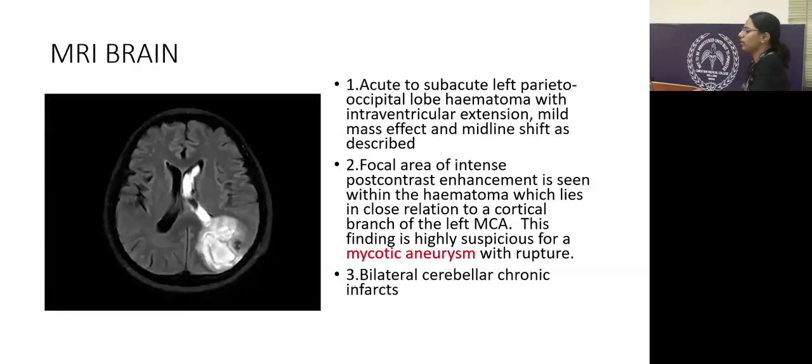We have done 3 blood cultures. The first blood culture, reported yesterday, grew Abiotrophia defectiva, and the subsequent blood cultures showed no growth. MRI brain shows an acute to subacute left parieto-occipital hematoma with intraventricular extension, mild mass effect, and midline shift as described. A focal area of intense post-contrast enhancement is seen within the hematoma, lying in close relation to a cortical branch of the left MCA. Given the history of fever, this finding is highly suspicious of a mycotic aneurysm with rupture, and bilateral cerebellar chronic infarcts.